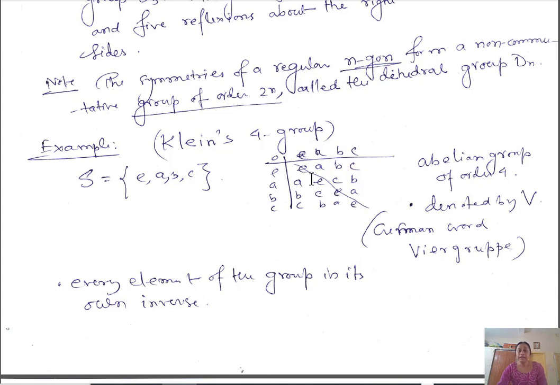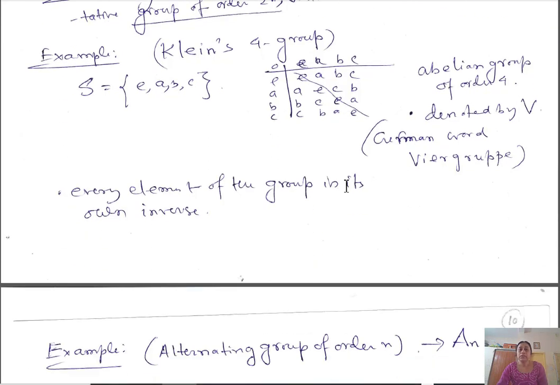Okay, and this is symmetric about the principal diagonal. So this is a commutative group. Another interesting fact about this is that it is a simple abelian group of order 4, and every element is its own inverse. This is the point to note here. This is also called V. This is also denoted by V.